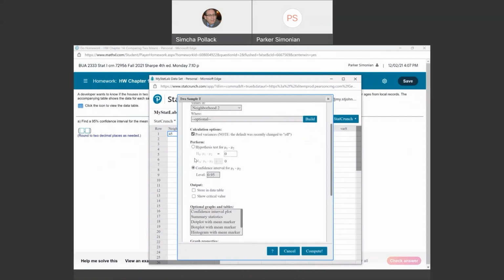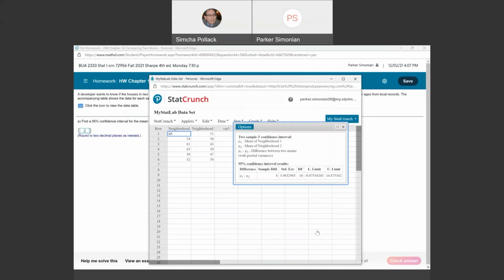And then 95%. You got to check because sometimes they ask for a 90 or a 99, so you got to make sure it's 95. I'm just telling you, you got to look out for that, and then hit compute. That's it. And you type in a number, minus 0.875, and the other one is 16.87, and if we got it right, we got it right.